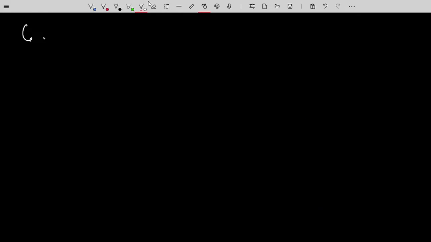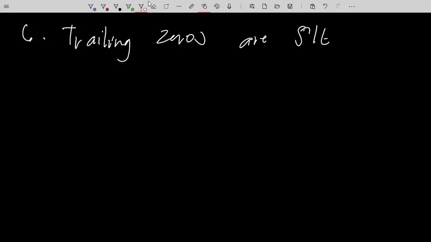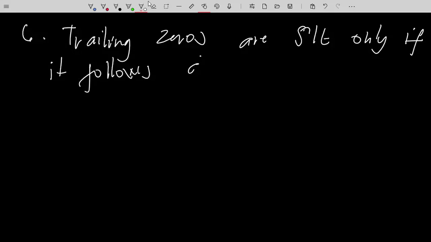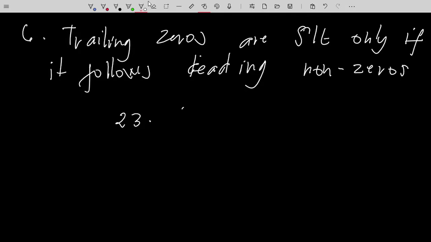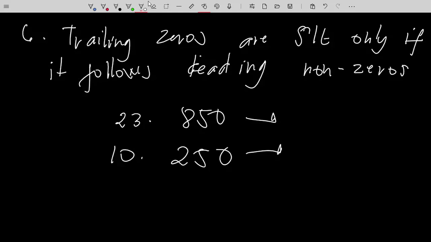Now the sixth rule is that trailing zeros are significant only if they follow leading non-zeros. Okay, for example, we have 23.850. We also have 10.250. Now let's count and identify all the significant figures here.